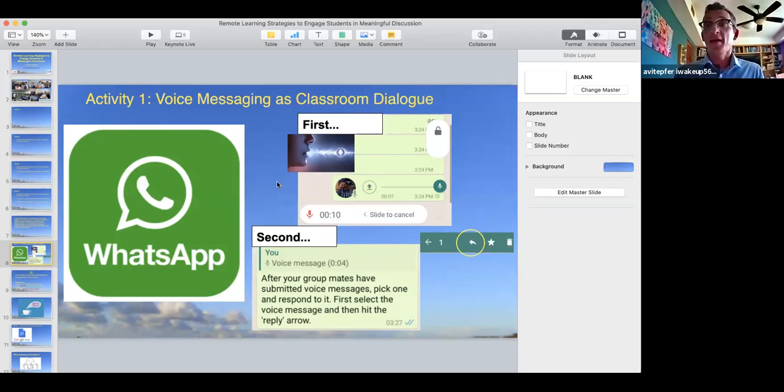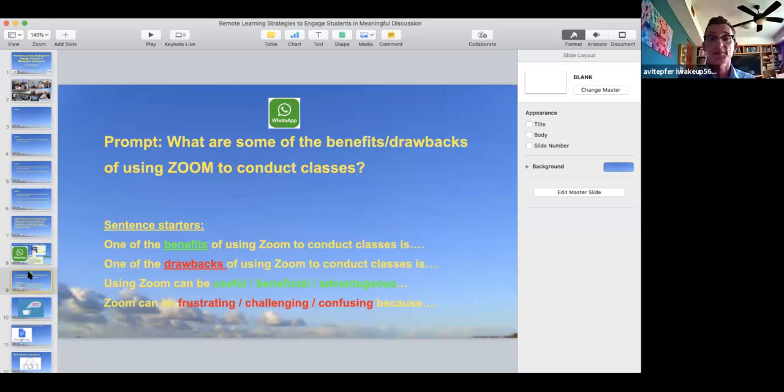Now, I always include a response with this type of conversation because this shows me that students are not only speaking and practicing speaking, but they are also practicing listening and writing and reading other people's responses. So I'm going to put the prompts up here for you guys. Can everybody see this prompt and these sentence starters?